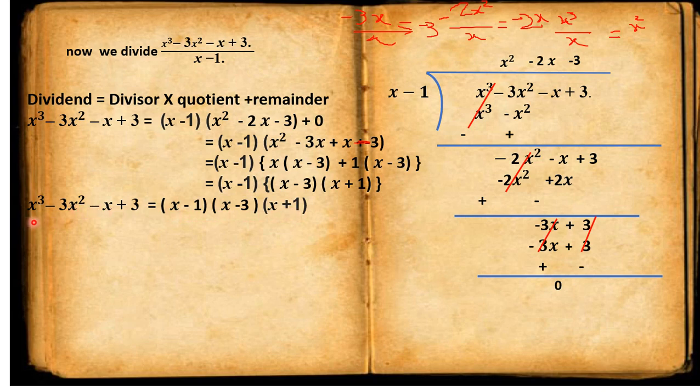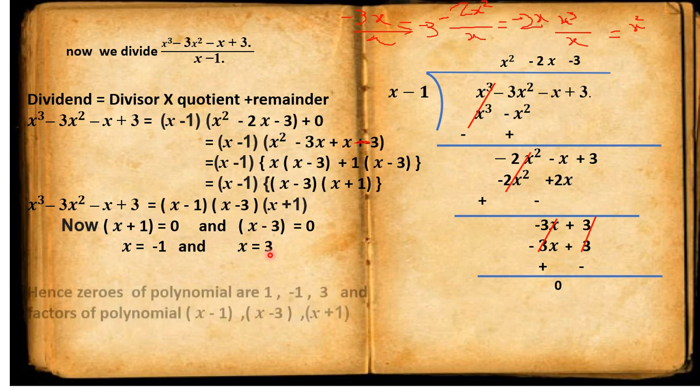That means this polynomial we now have in its product form. This polynomial is nothing but the product of its three factors. The first factor is x minus 1, as we had, but now we are getting two new factors, x minus 3 and x plus 1. So by x plus 1 equal to 0, and x minus 3 equal to 0, we get x equals minus 1 and x equals 3.